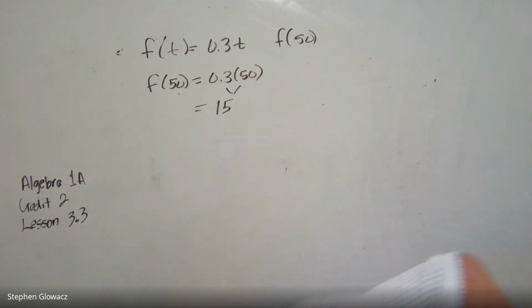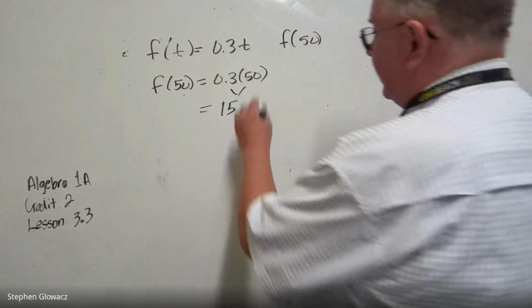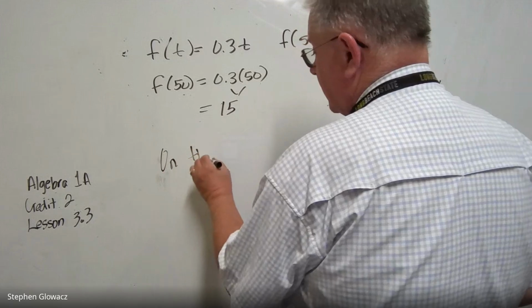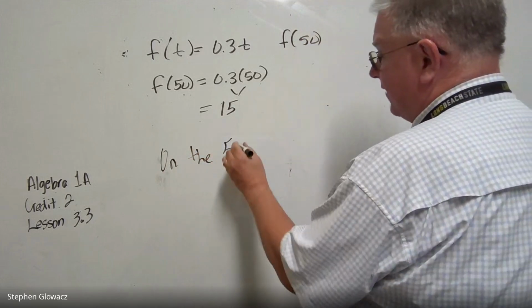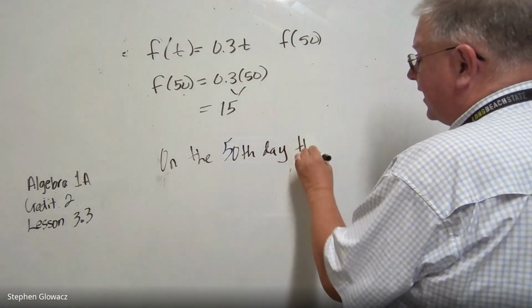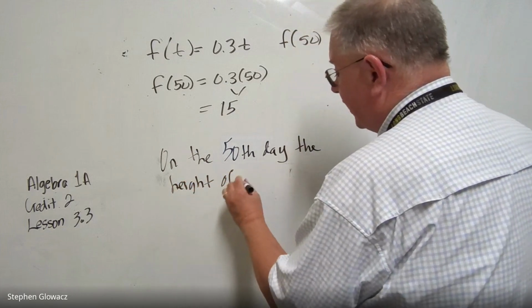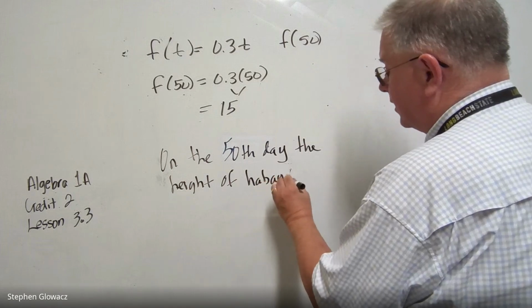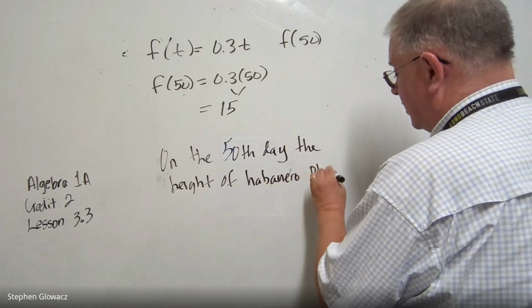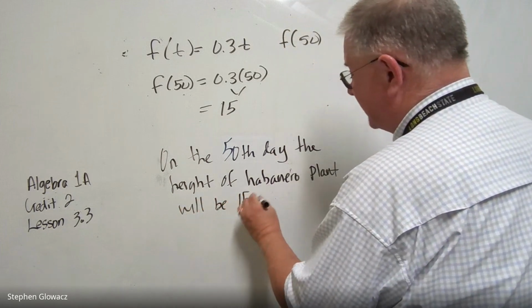Remember that it represents the height of the habanero plant. So on the 50th day, remember we're evaluating this for f of 50. On the 50th day, the height of the habanero plant will be 15 centimeters. There we go.